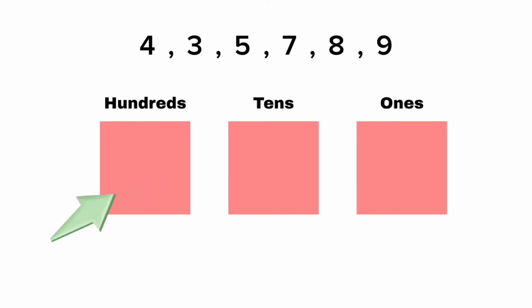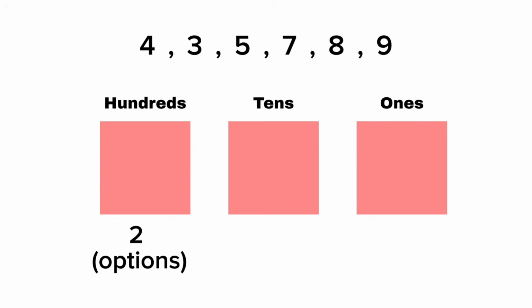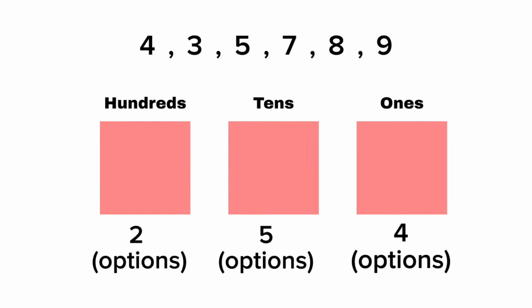So from our selection, we're seeing a 4 and we're seeing a 3. These are the only two digits from the selection that are less than 5. So those two digits, we can for sure put in the hundreds place. But of course, we wouldn't put them at the hundreds place at the same time, because that wouldn't make sense.